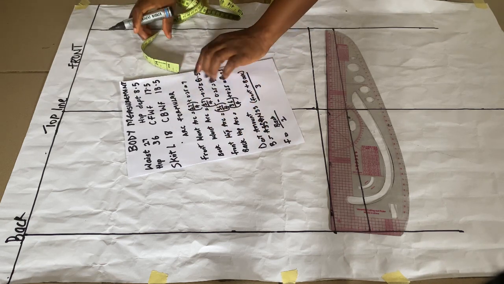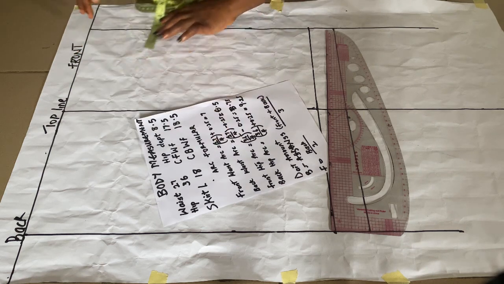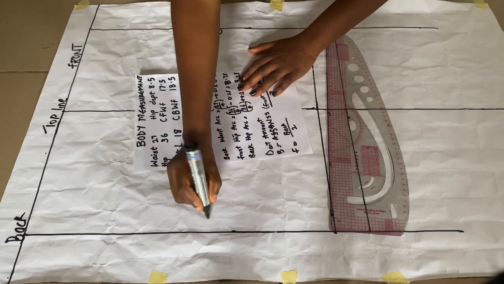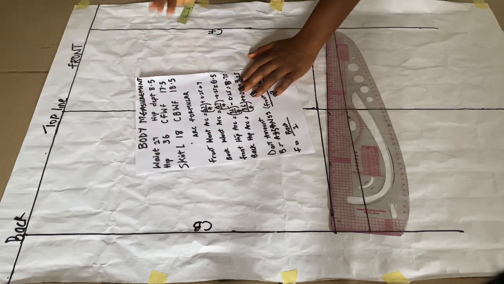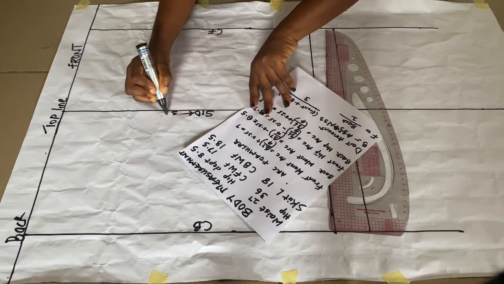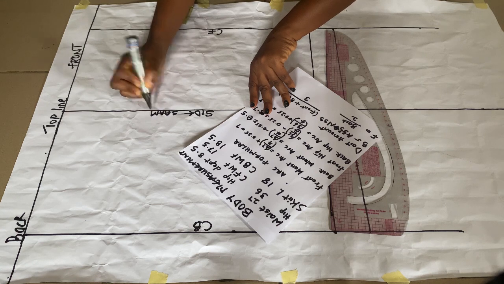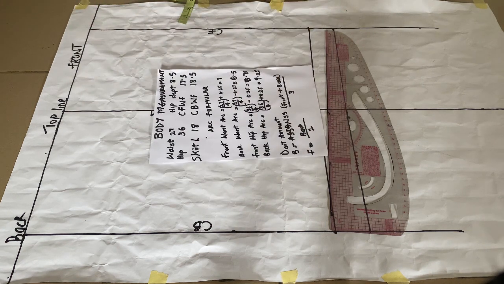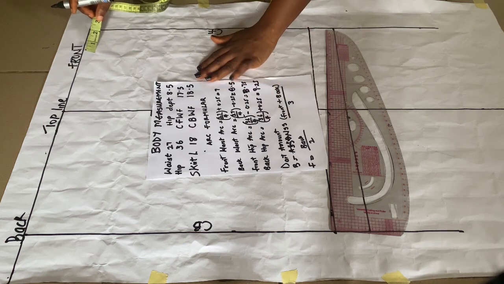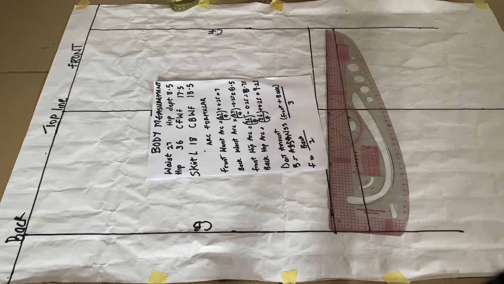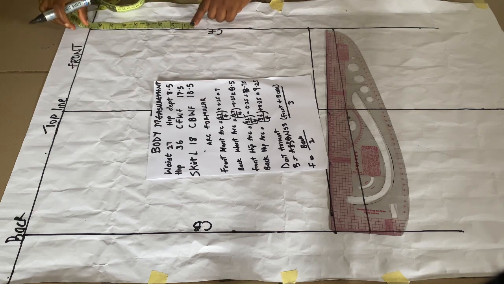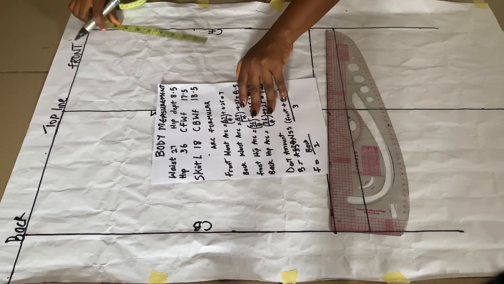So the front waist is 7. From this center front, and this is the center back, while this is the side seam. From this center front, I'll mark the waist. Before that, I'll mark the hip depth, and the hip depth is 8.5. So I'll mark it from the top line. I'll mark 8.5.